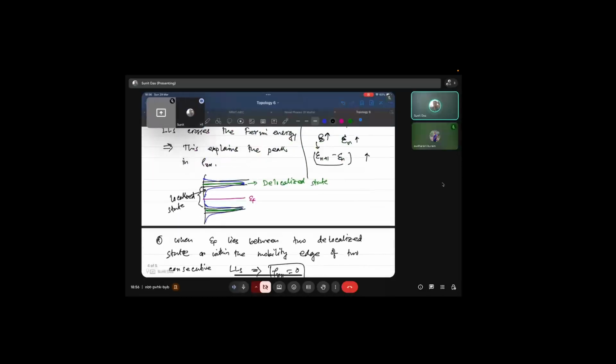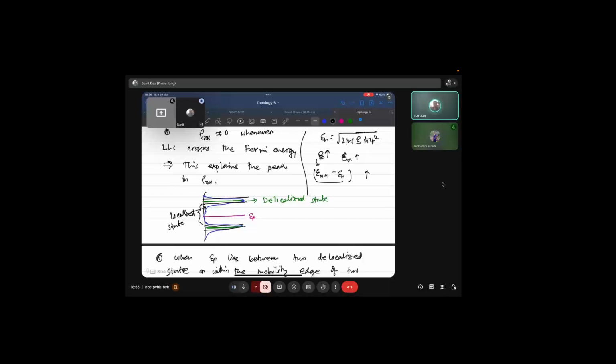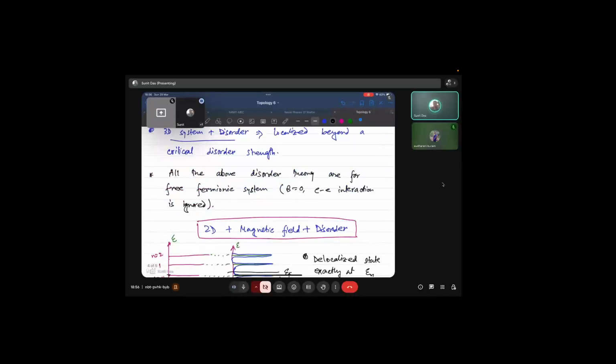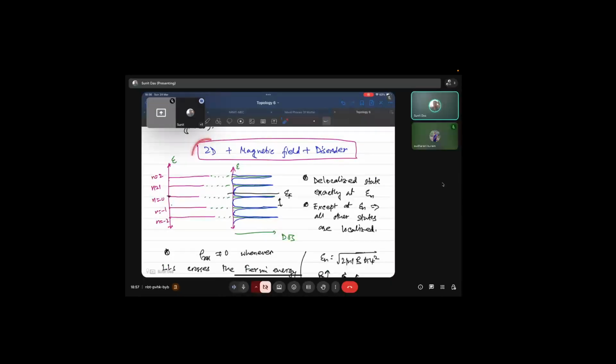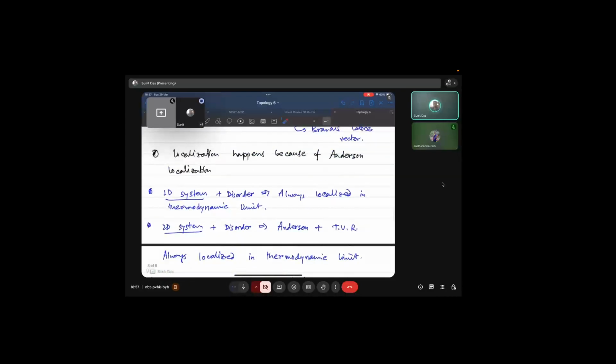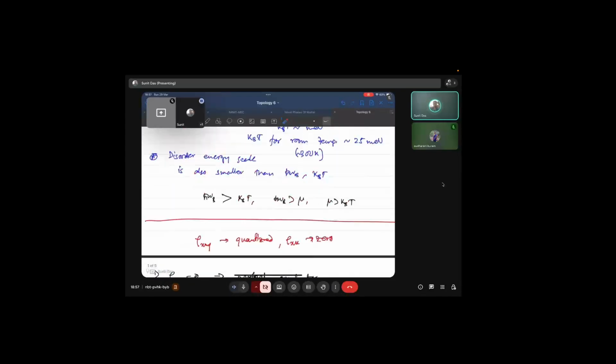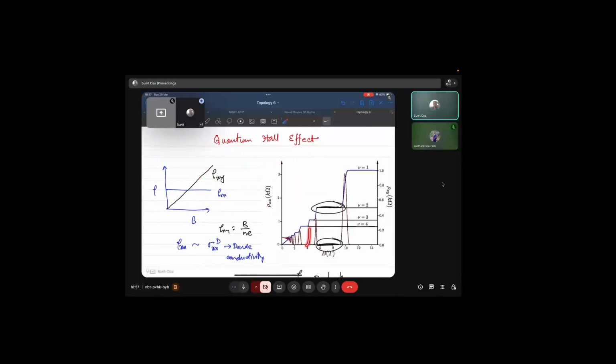So what we are able to explain by considering the two-dimensional electron gas plus magnetic field plus disorder is that there is the development of some amount of rho xx whenever the electrons are in the delocalized states, and in between, the system becomes insulating, so there is no longitudinal resistivity. So this part is sort of explained with the two-dimensional electron gas, magnetic field, plus disorder.